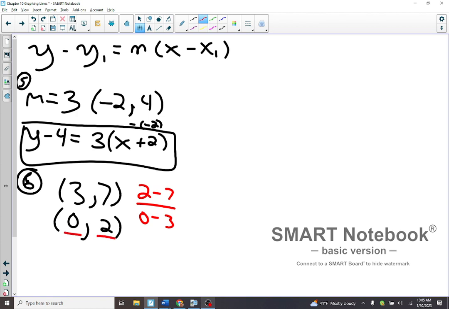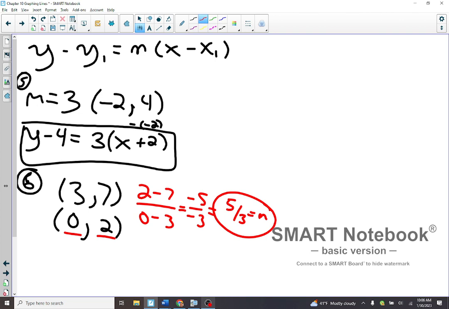Why do you put it in this form? Because you're looking for m. It's the formula for y2 minus y1 over x2 minus x1: negative 5 over negative 3. Simplify as best as possible. This is a double negative, so 5 over 3. That's okay if that's your m.